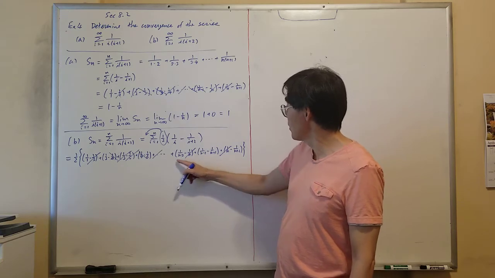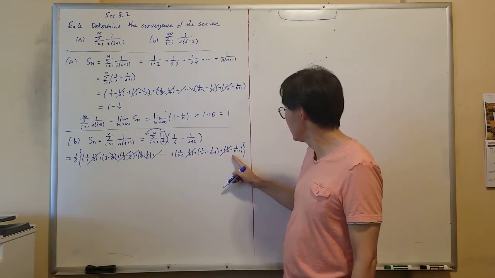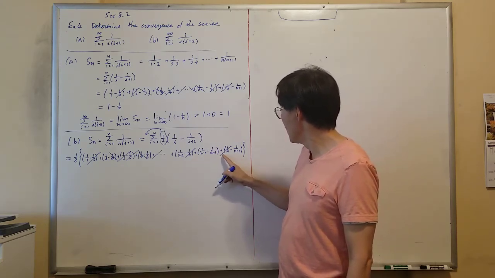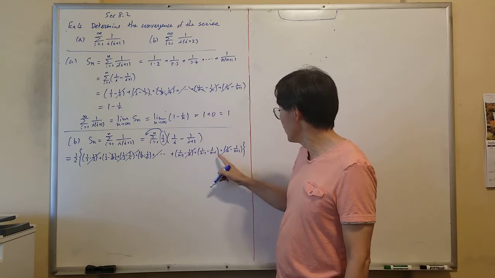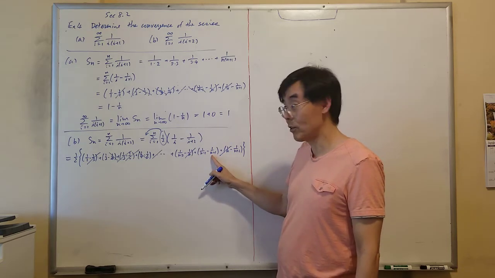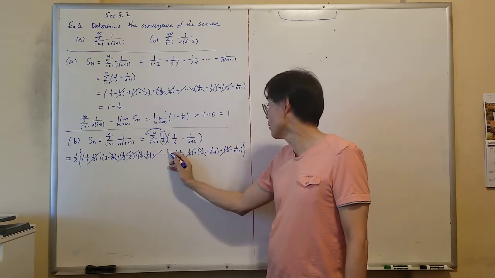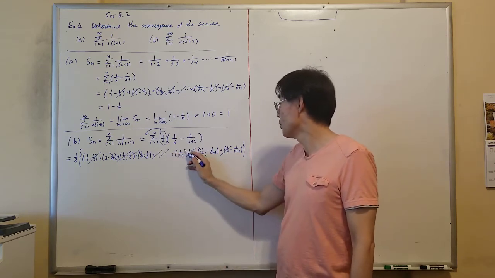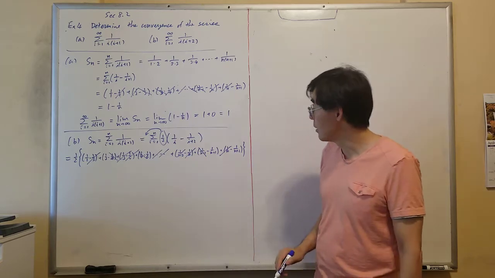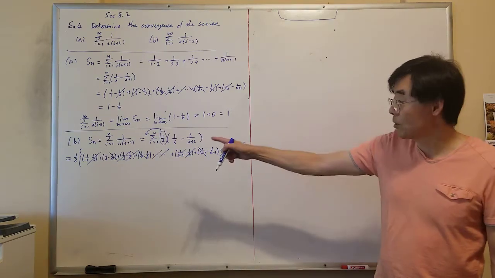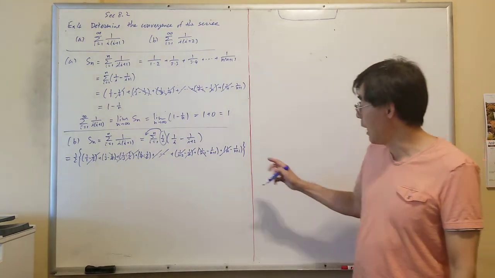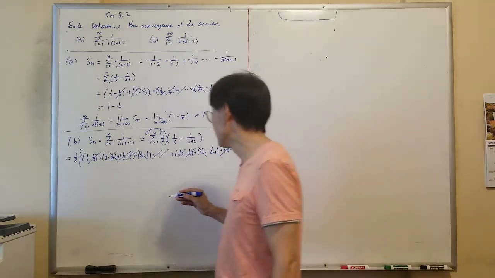But then, among the positive terms, nothing to be cancelled with 1 over n plus 1. This is it. So these two survive, but this one will be cancelled over here. This one will be cancelled way over there, somewhere. Alright? So the first two positive terms survive. Last two negative terms survive.